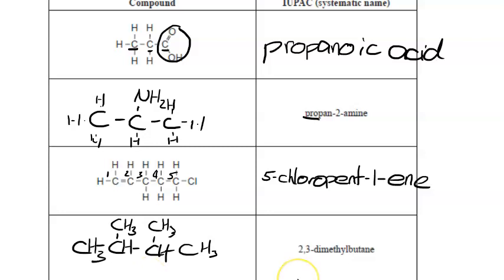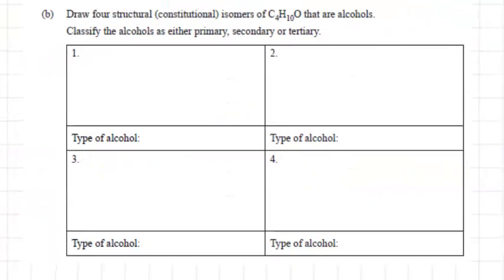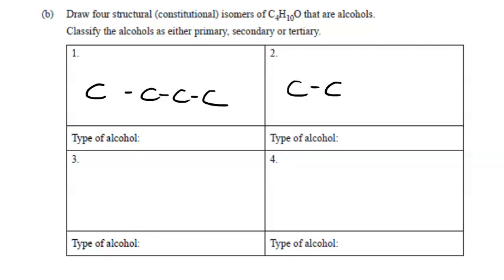Alright, so that's naming those compounds. Great. Let's move on to drawing the structural isomers of C4H10O. So C4, let's start off with just a normal straight chain molecule. We can put the OH group off the first carbon, and that's going to give us butan-1-ol.